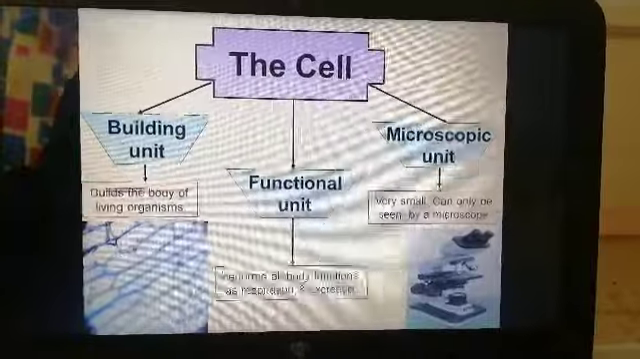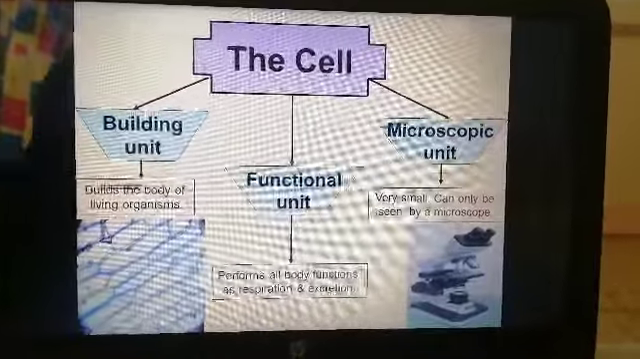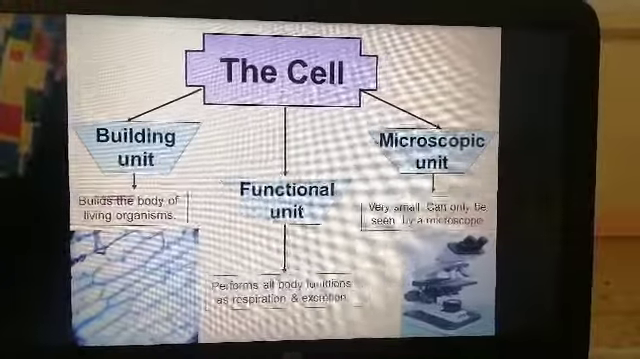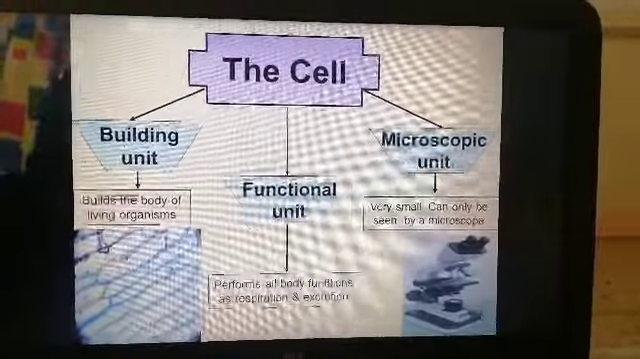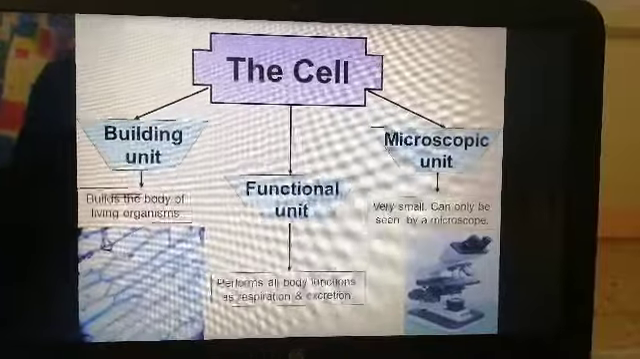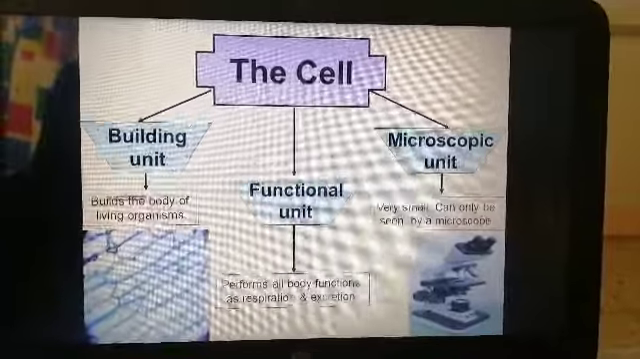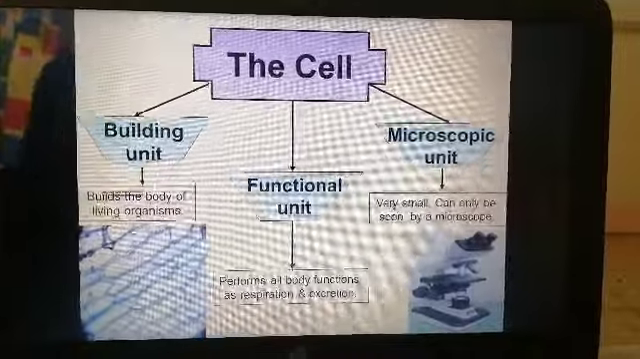Today, inshallah, we are going to talk about the cell. We can call the cell the building unit of our body because it builds our body. It is the functional unit because it performs all the body functions such as respiration, excretion, digestion. And we can call it the microscopic unit because we cannot see it with our naked eyes. We can see it only by using the microscope.